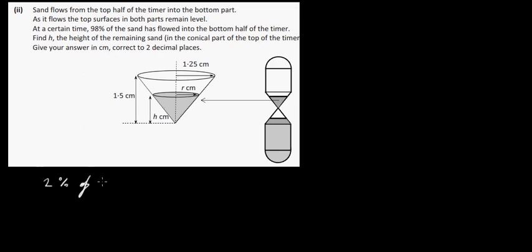23.73. So you've got to multiply this by 0.02. When you do that, you get 0.4746, and this is centimeters cubed. So that's the volume remaining in the top part of the timer, the volume of sand remaining.